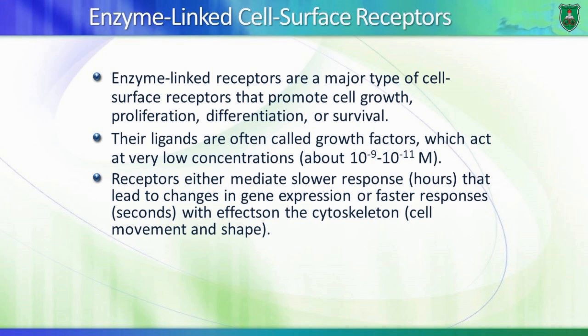So let's talk about the cell surface receptors and how they induce a signal. Now, enzyme-linked receptors are a large class of proteins, and they regulate many facets of cell biology. They can regulate growth, proliferation, differentiation, survival, death, all of these things. They are regulated by growth factors that bind to them, and these growth factors exist in small concentrations in the body. Now, these receptors overall can have two effects. They can have a slow effect, or they can have a fast effect.